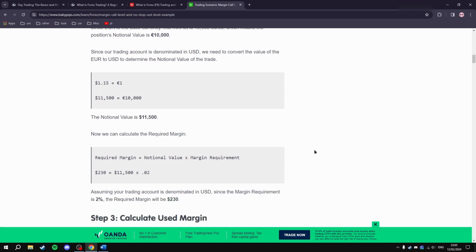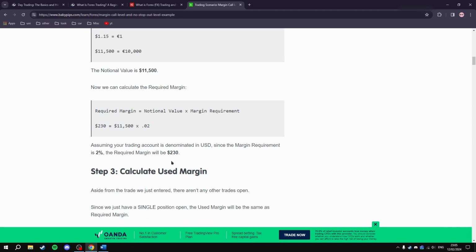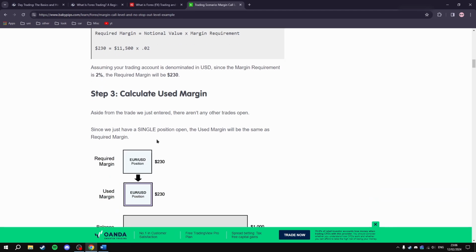Now we can calculate the required margin. Required margin equals notional value times margin requirement. So the required margin is 11,500 times 0.02, which gives you $230. Assuming your trading account is denominated in USD, since the margin requirement is 2%, the required margin will be $230.